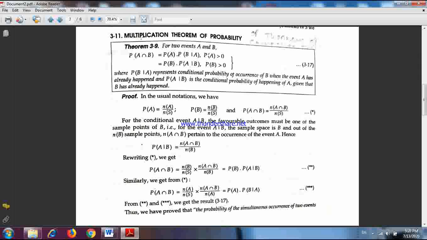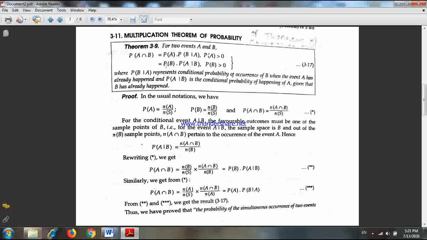Now see the multiplication theorem of probability. This is also known as the theorem of compound probability. The theorem states that if A and B are any two events, then probability of A intersection B equals probability of A into probability of B given A, and of course probability of A greater than 0.